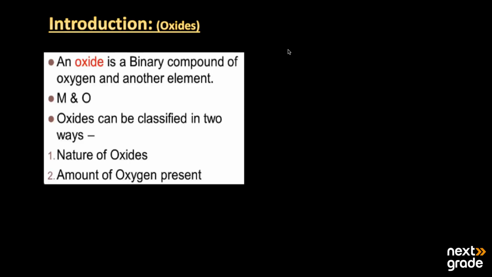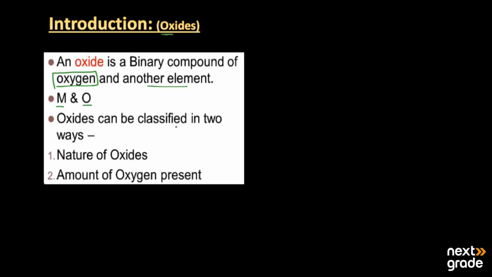So the topic that we will discuss today is oxide. Basically, an oxide is a binary compound of oxygen. The word oxide just denotes oxygen. So when oxygen forms a binary compound with another element, it is known as an oxide. Next, it can also form a bond with metals and oxygen.